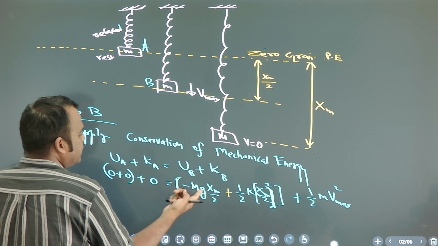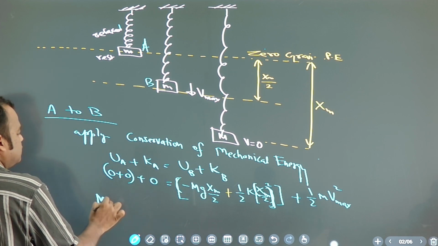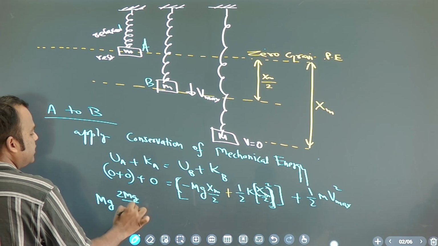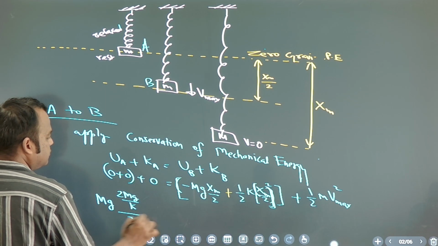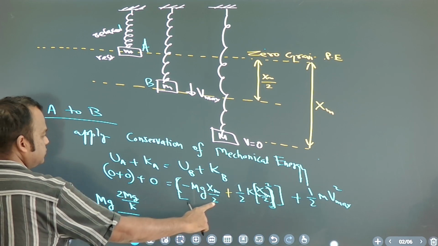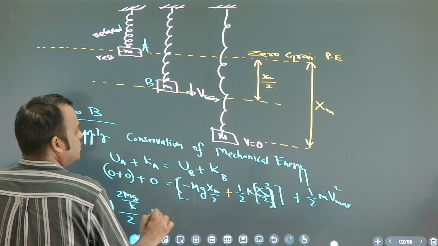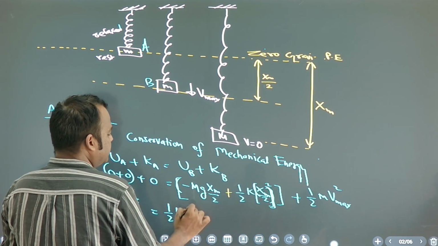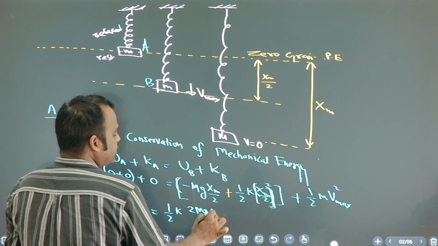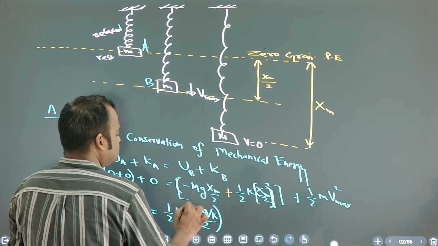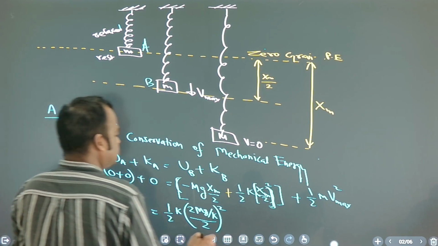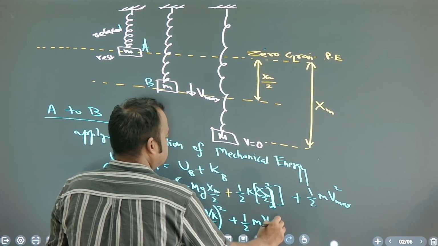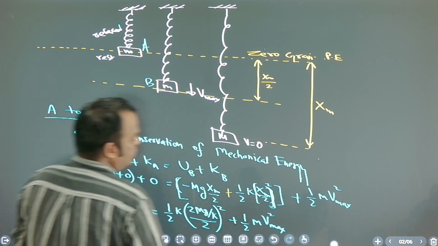So I am taking this left side. So mg times x max, which is 2 mg by k, is equal to half k, x max by 2 means 2 mg by k divided by 2, whole square, plus half m v max whole square. Okay.